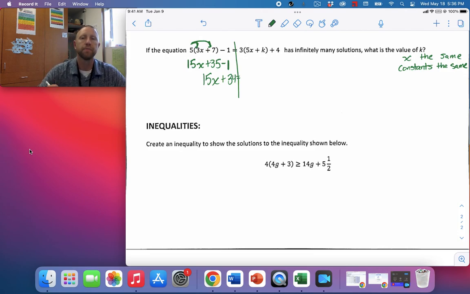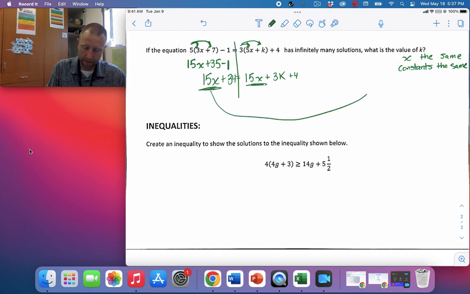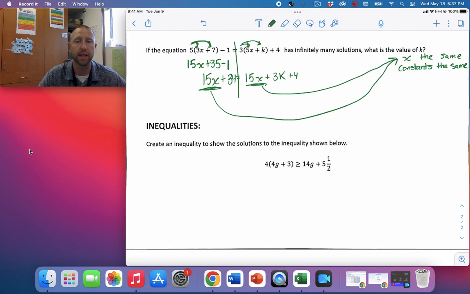So when I distribute this, this better be 15x. Well, it is. 3 times 5x is 15x. But what's 3 times k? Well, 3 times k is 3k. But I also have the plus 4. The 15x's match up. That makes that true. The x's have to be the same. All good. What do I have to do to figure out what k is?